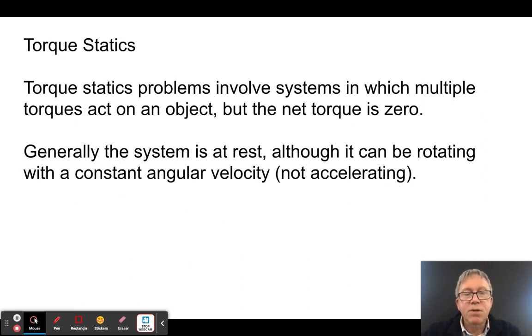Torque static problems are a fairly common type of problem that you'll see on the AP test. You'll see a couple, at least 2 or 3 of them on the test. Basically, this involves a system in which I have multiple torques acting on an object, but they're going to sum to 0, so there's no motion in the system. When I say static, it means it's not moving. Not only is it not accelerating, it's not moving. Usually, it could be moving, but usually it's not moving. And so it has no translational acceleration and no rotational acceleration. That's the structure of these types of problems. Let's take a look. It'll make more sense when we look at one here.